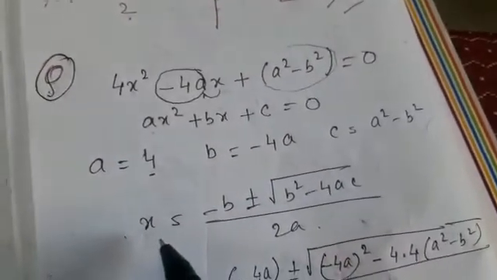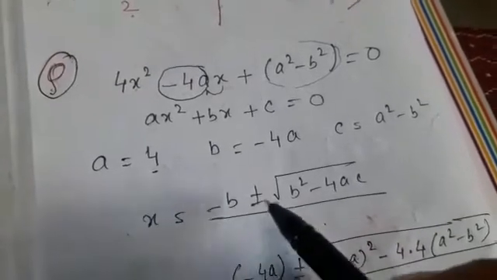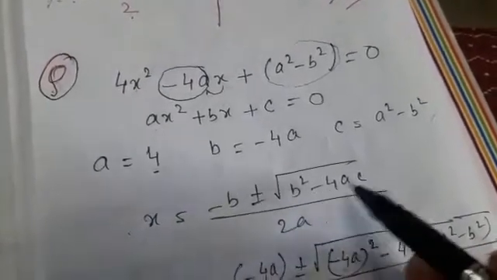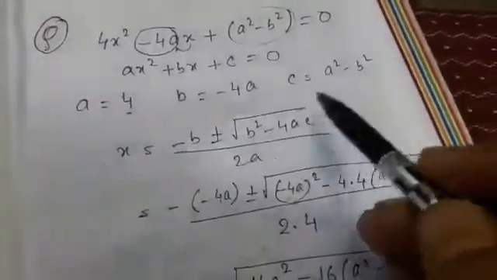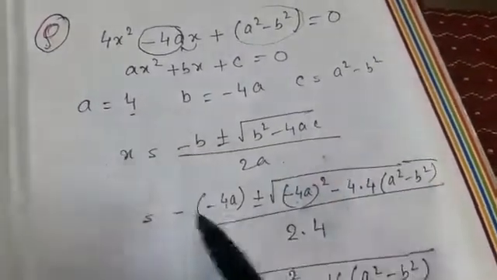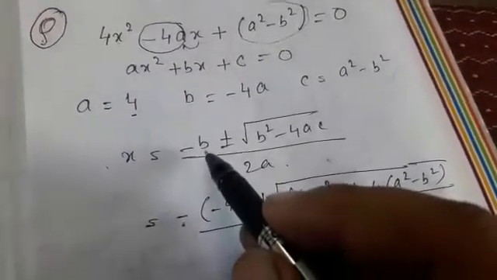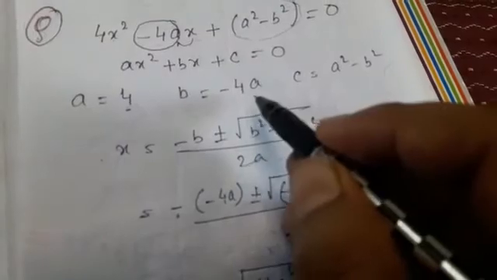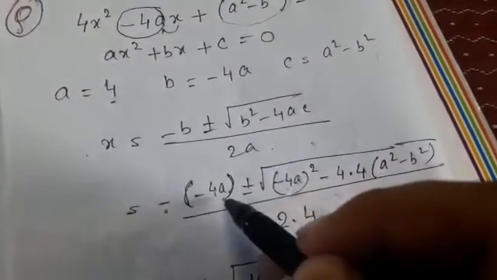Now see, what is the formula of Sridharacharya telling? The Sridharacharya formula is x equal to minus b plus minus root under b square minus 4ac by twice of a. Please mug up this formula. So apply the values of a, b, c in the required formula. You will get x equal to minus, this minus is for the formula. Now b, what is b? B is minus 4a. So in place of b you write minus 4a.